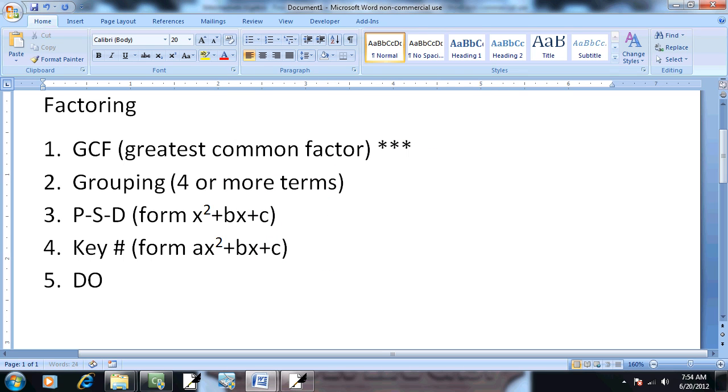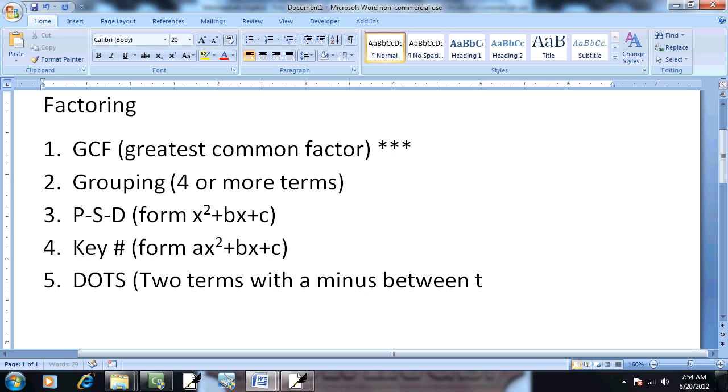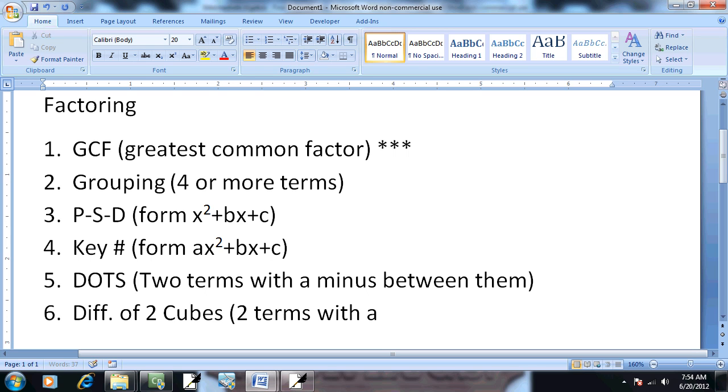Then our fifth method is difference of two squares. And this is when you got 2 terms with a minus between them. And our sixth one is the difference of 2 cubes. And this is when you got 2 terms with a minus between them.